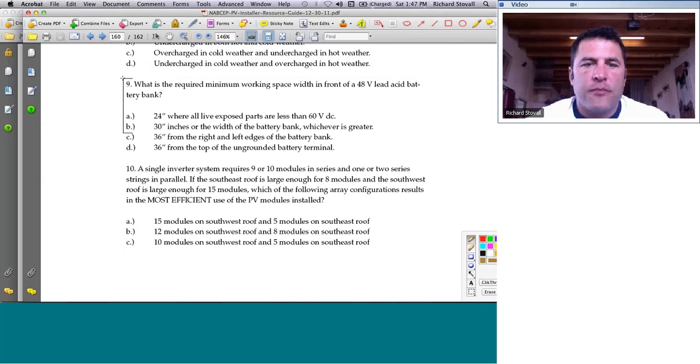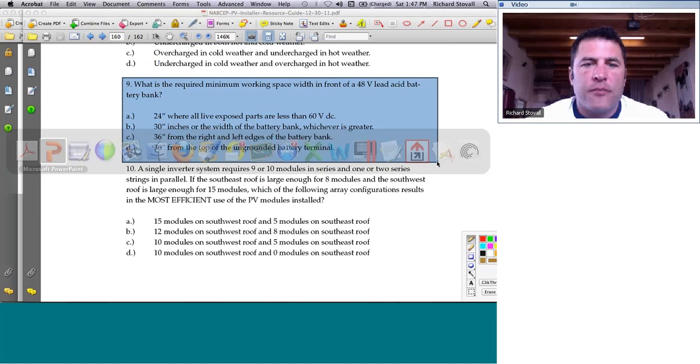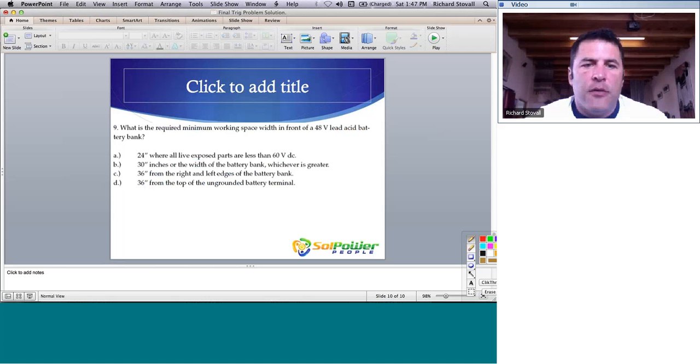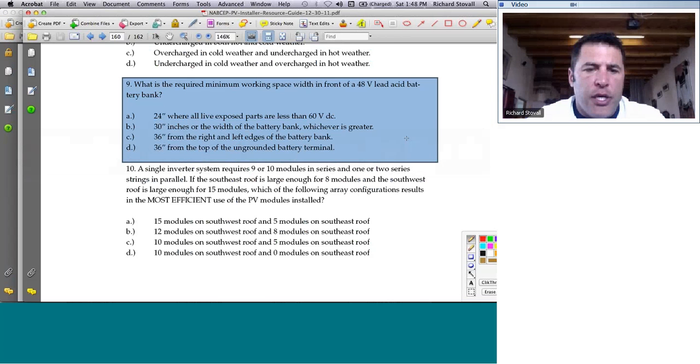What is the required minimum working space width in front of a 48-volt lead-acid battery bank? All right. This is where I really like the Mike Holt book for this part of the code, which I believe is 110.26, which has the spatial relationship requirements, the minimums and maximums for installed equipment. Let me see if I can pull up that reference and share it with you in the code.